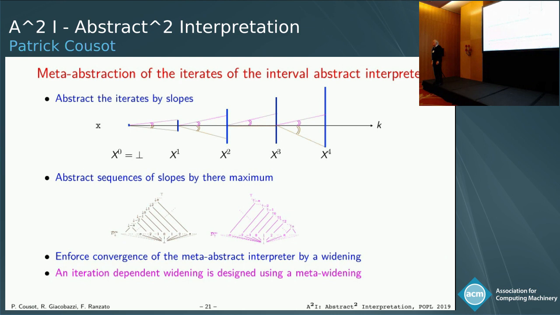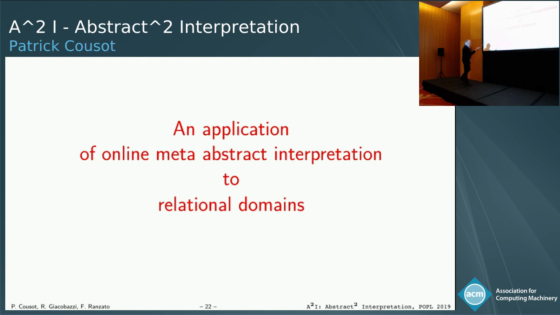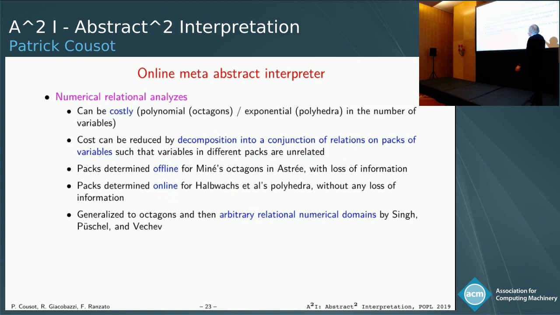Okay. So let's have another application, which is two relational domains. And I am ahead of time, so if you have a question, I can answer it. No, no question. So when you take a numerical relational domain like octagon, they are polynomial, n cubed, the other polyhedra exponential in the number of variables. If you have tens of thousands of variables, you are not going to make it.